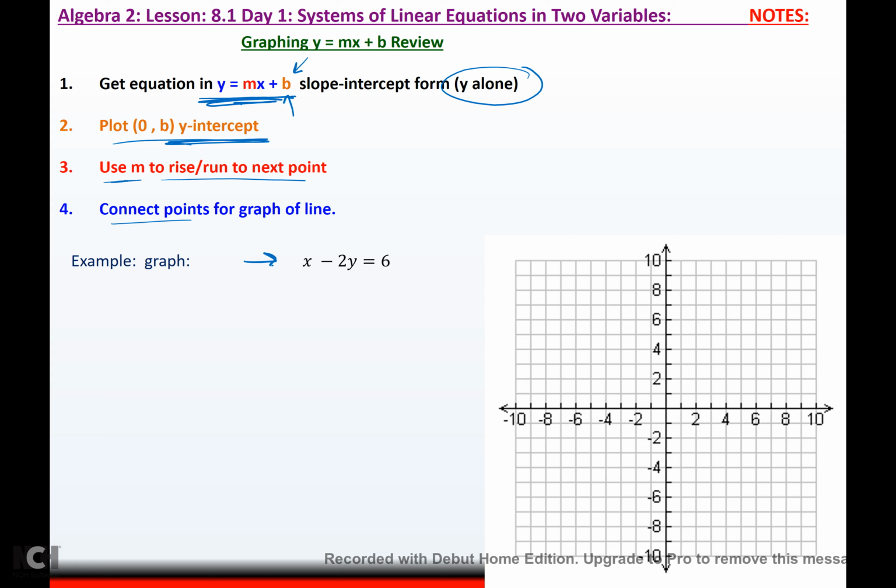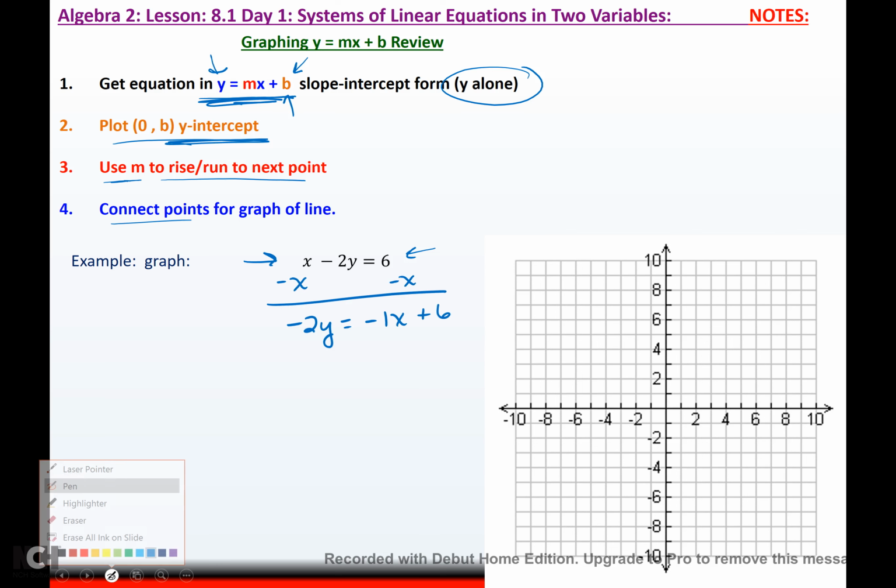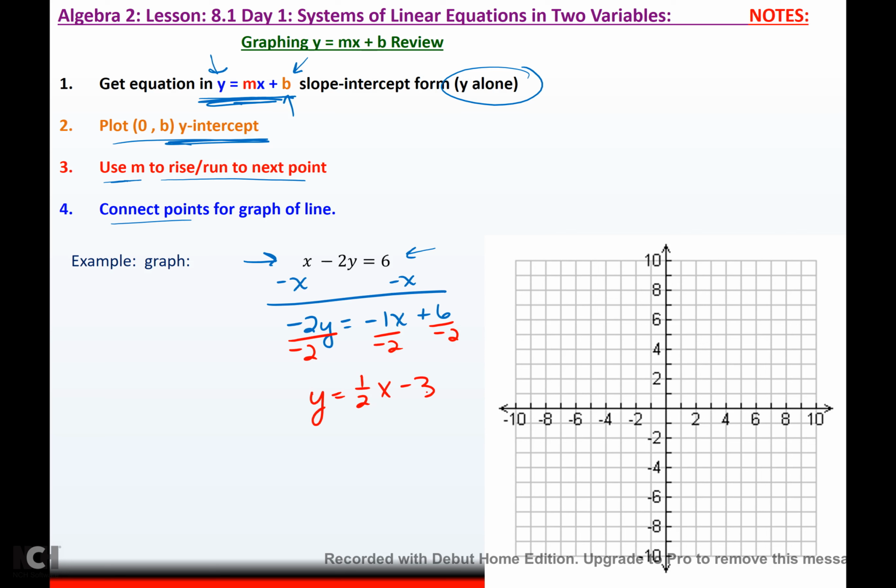So this is like your treasure map. You have to decipher it. It's coded, obviously, and you can't read it until you get y alone. So to get y alone here, I'm going to subtract x from both sides. That gives me negative 2y equals negative 1x plus 6. You don't have to put the 1, but I think it helps when you're trying to graph. So now to get y alone, I'm going to divide by negative 2, and I get y equals 1/2 x minus 3. Now I can read the code.